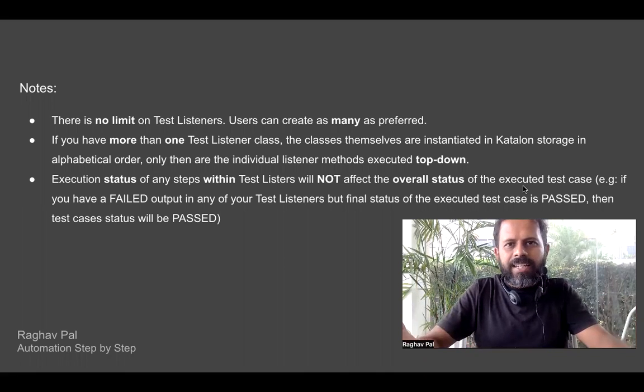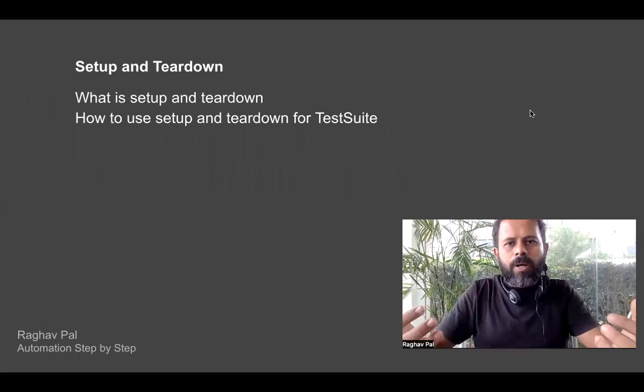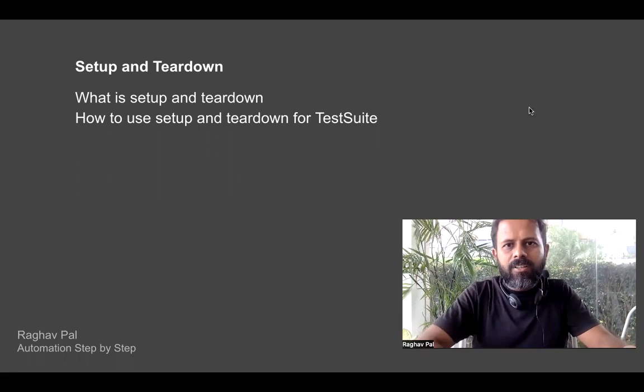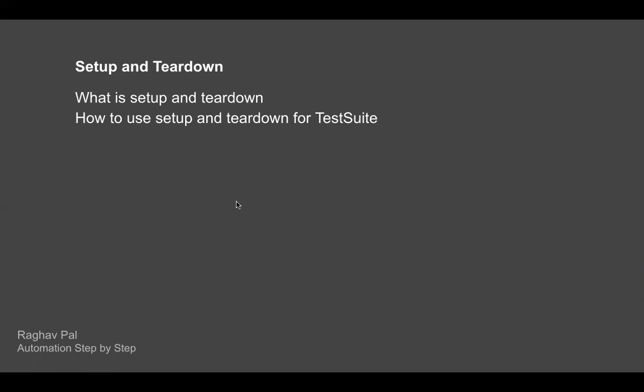And this was realized by the Katalon team. So in the very next version after these test listeners were introduced and released, there was a feature released called setup and teardown. The setup and teardown functions can be created for a specific test suite, so we can do this at a suite level. So let us look at this. What is setup and teardown, and how do we use setup and teardown for a test suite?